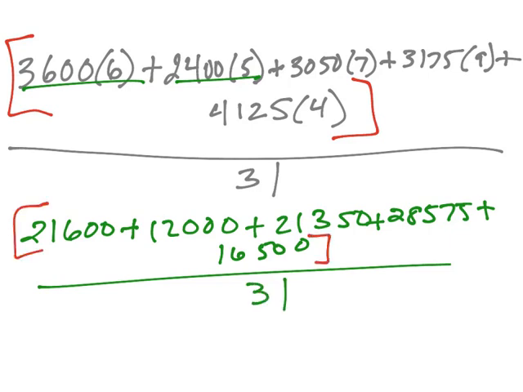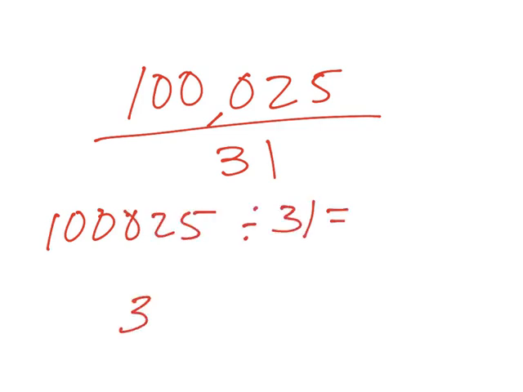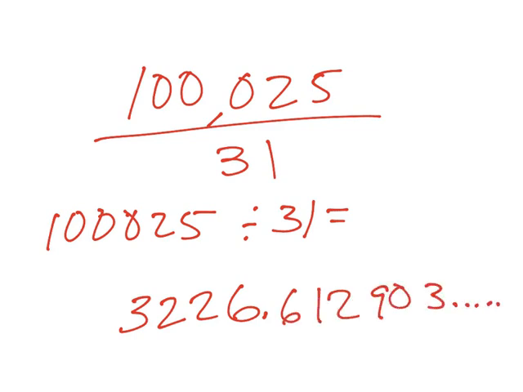Now I need to add my numerator. When I add those all together, I get a value of 100,025. And we're going to divide that by 31 days, because again, we're trying to find the average over the 31 days. So now I divide. 100,025 divided by 31 yields 3,226.612903, and it goes on forever.